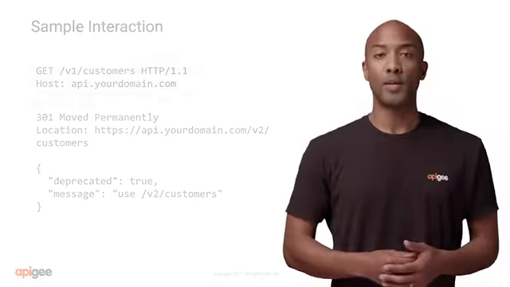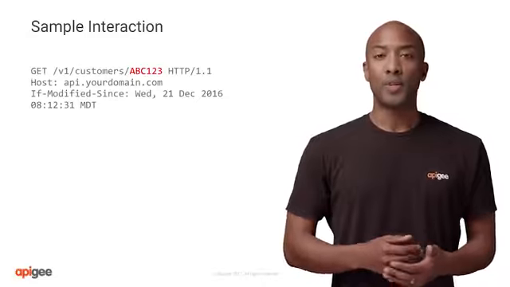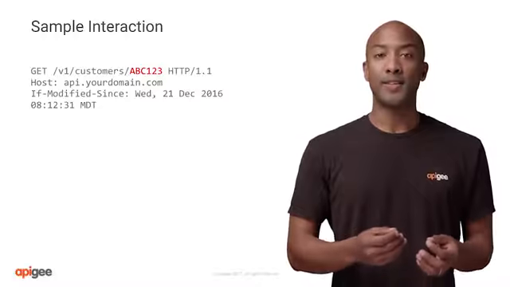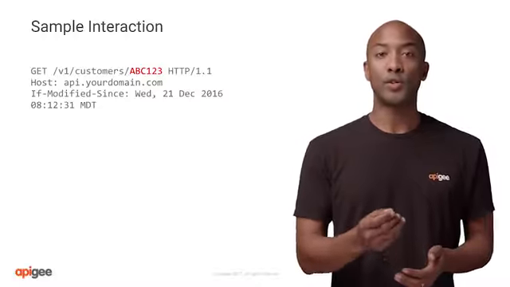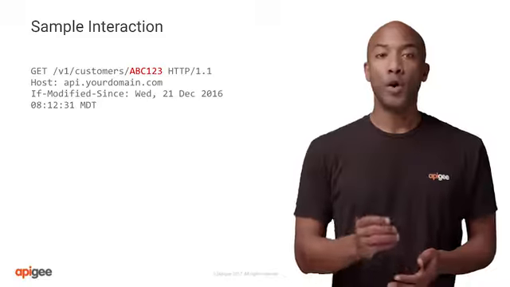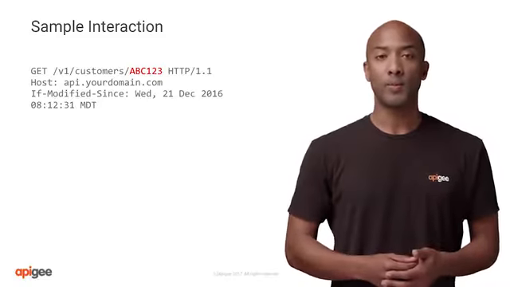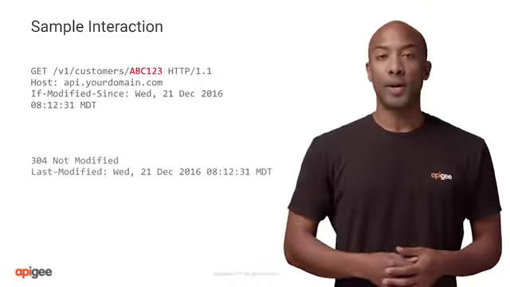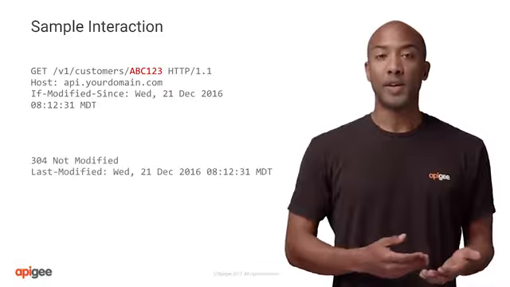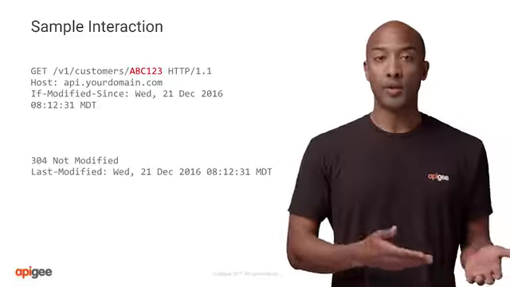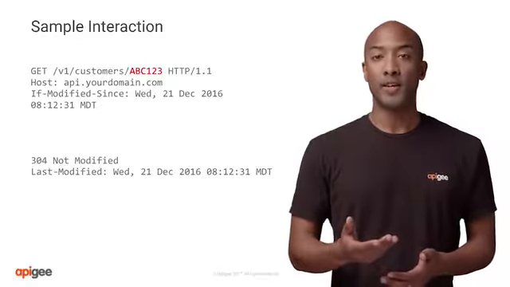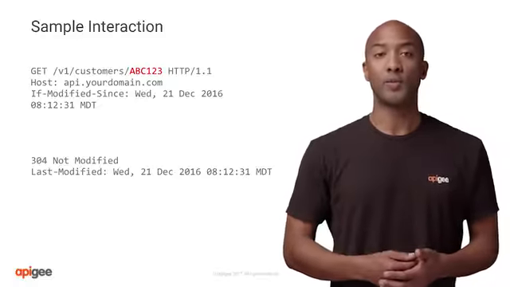In this last example, the client sent an If-Modified-Since header with the request to instruct the server to send the response only if it was updated after the date in this header. If the resource is not modified, then an HTTP status of 304 not modified is returned. In this case, the client can use the cached resource.